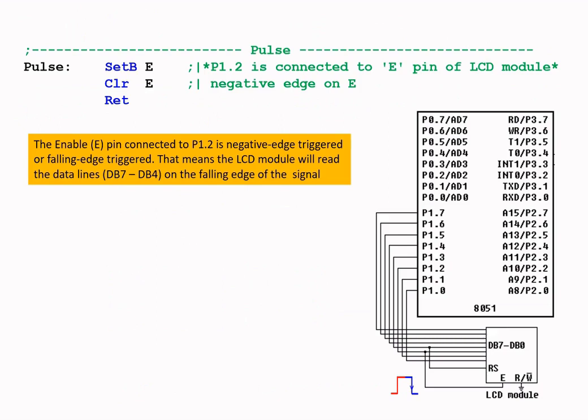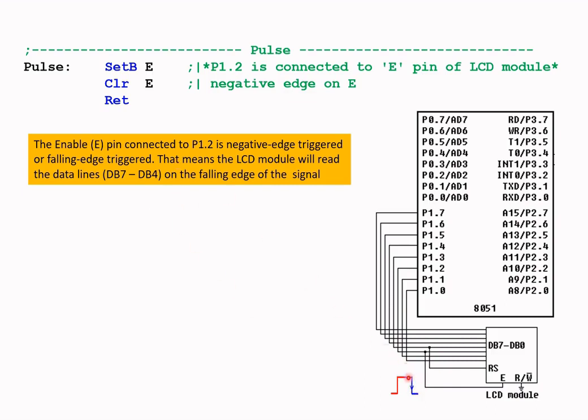And okay, I mentioned earlier, I will explain the pulse subroutine. This is fairly straightforward. As a reminder, the E or enable pin on the LCD module is connected to P1.2, which is this pin here. And P1.2 is a negative edge trigger or falling edge trigger, which means this is the rising edge or positive edge, and this is the negative edge, the falling part.